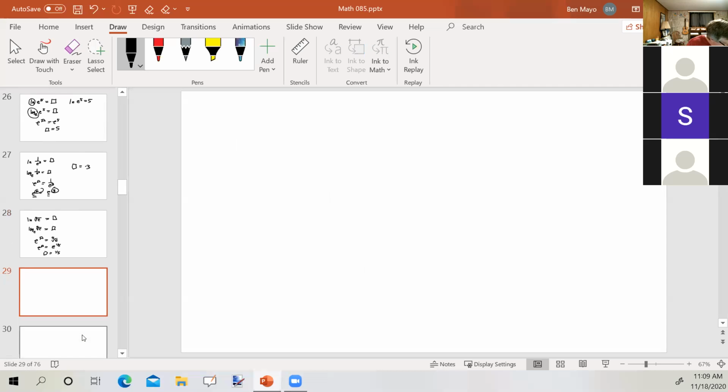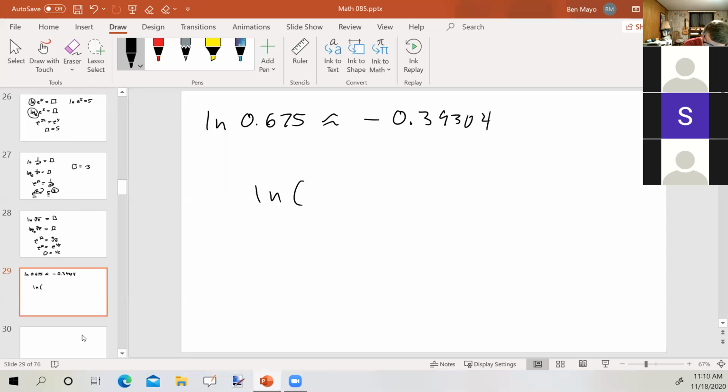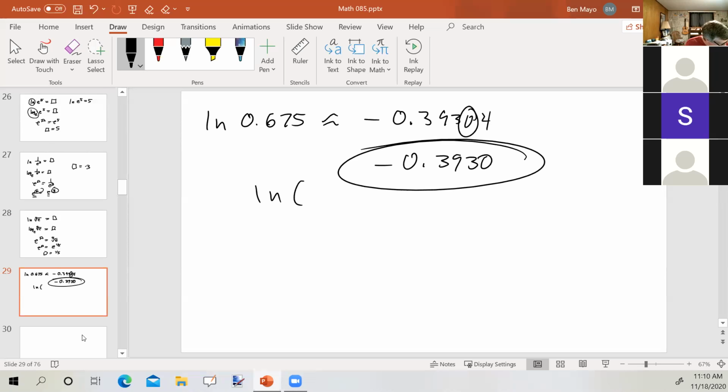How about, let's use our calculator and find the natural log of 0.675. And we're going to round it to 4 decimal places. So I'm just going to push the ln button, not the second function that's e to the x. So it's going to go ln, natural log, parentheses, 0.675, close it up, and I get negative 0.39304. So going out 4 decimal places, we would get that. Okay.